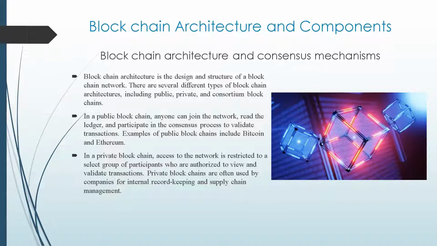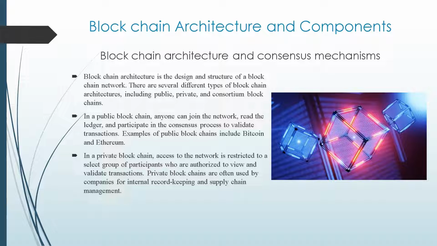Blockchain architecture is the design and structure of a blockchain network. There are several different types of blockchain architectures, including public, private, and consortium blockchains. In a public blockchain, anyone can join the network, read the ledger, and participate in the consensus process to validate transactions. Examples of public blockchains include Bitcoin and Ethereum.